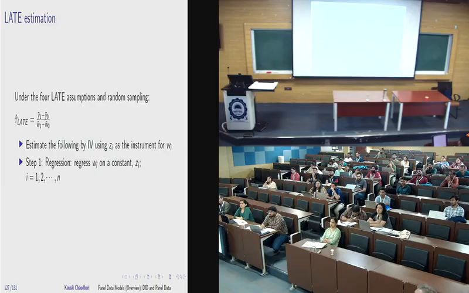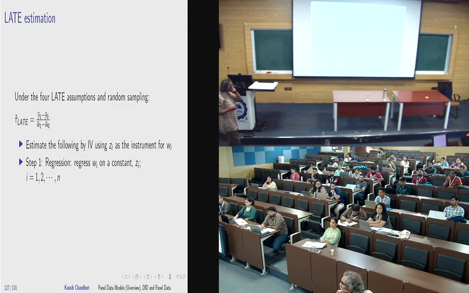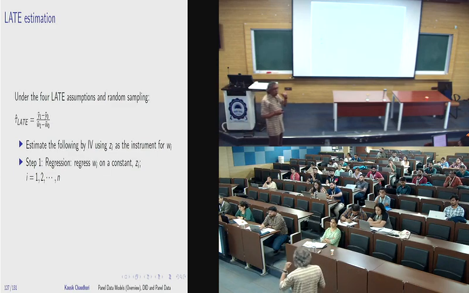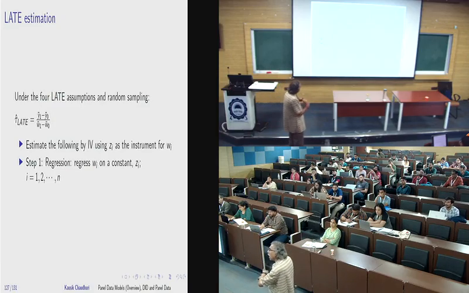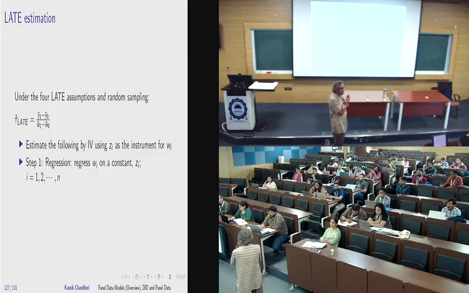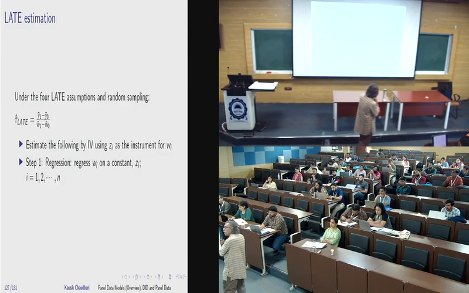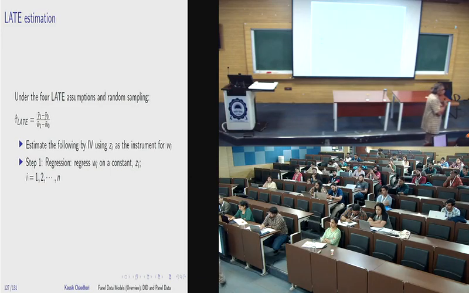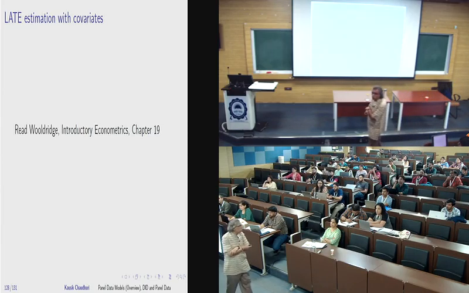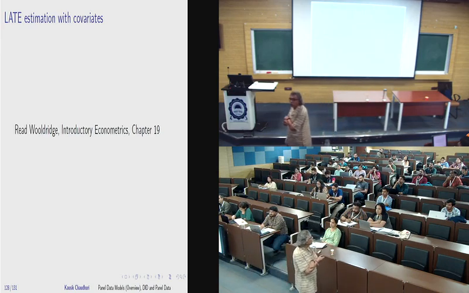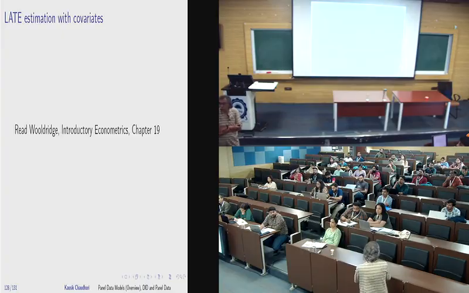Under the LATE assumptions and random sampling, I can simply take the lambda hat LATE as the ratio of the means of the two, Y1 bar minus Y0 bar, over W1 bar minus W0 bar. Estimate the IV using Zi as an instrument for Wi. And then step 1, I regress Wi on a constant and the explanatory variable, which is Zi. Clear? And I would end this with a huge reading of Introductory Econometrics by Wooldridge, chapter 19. Clear?